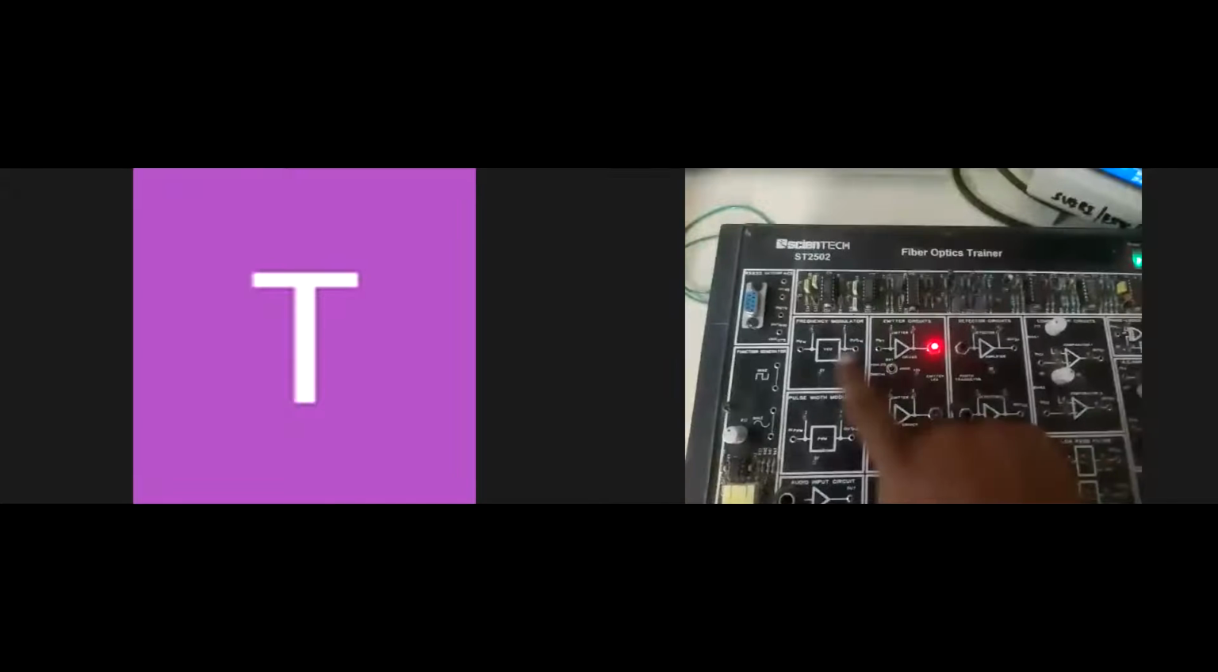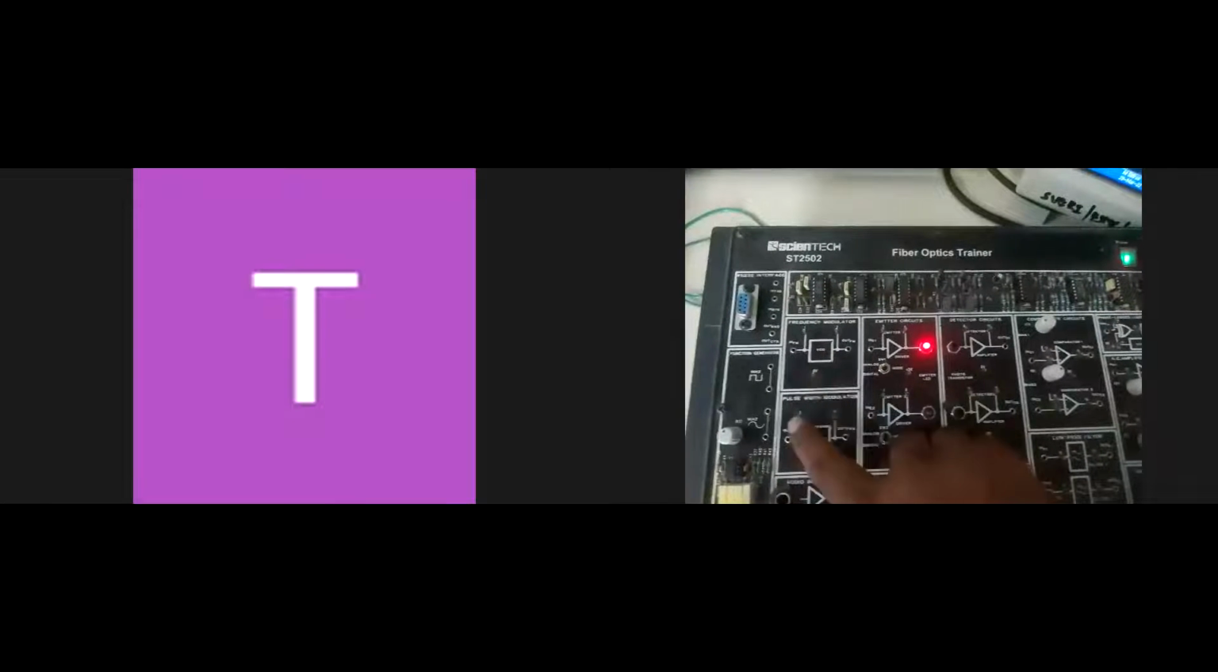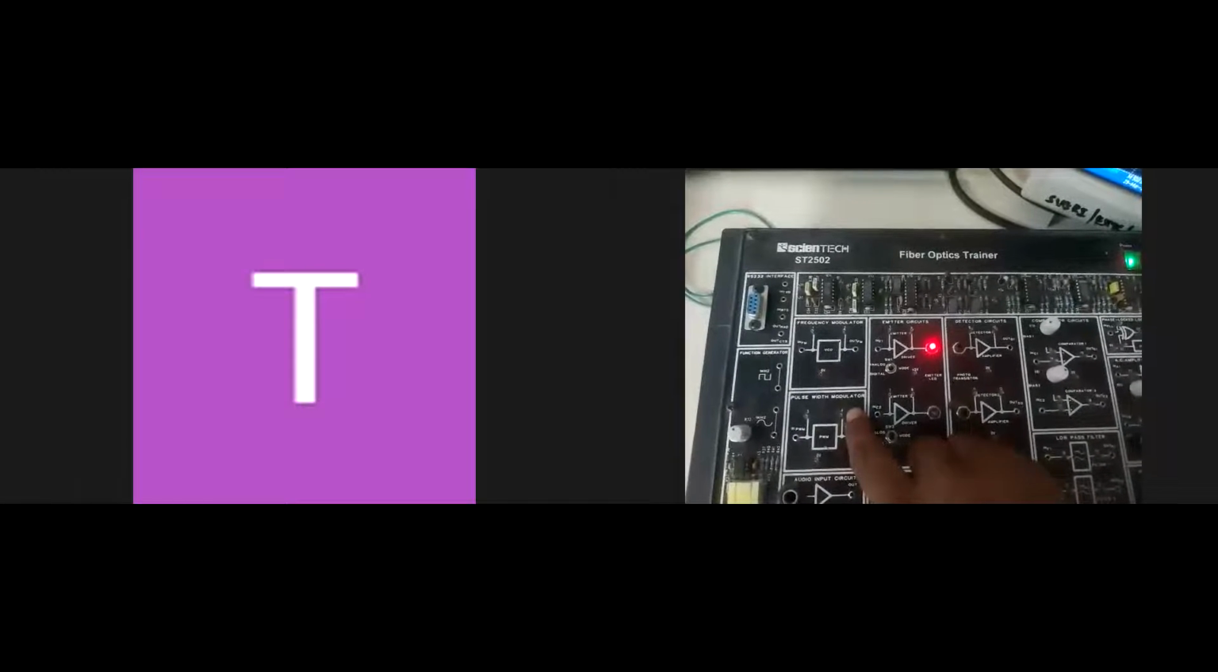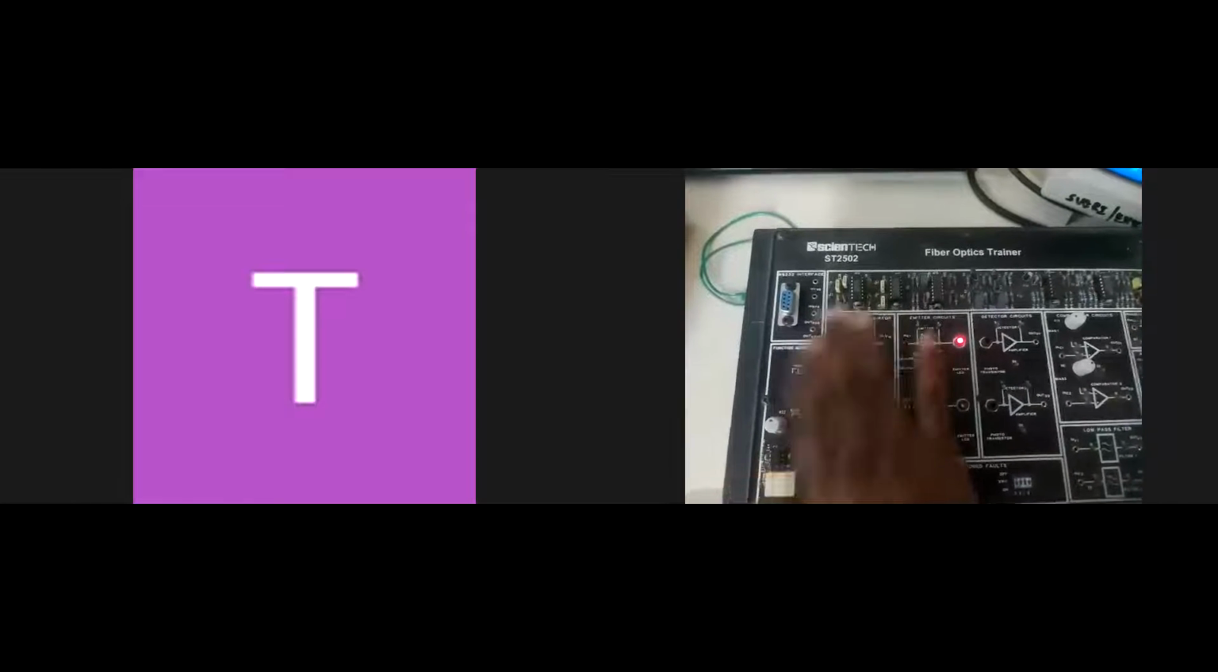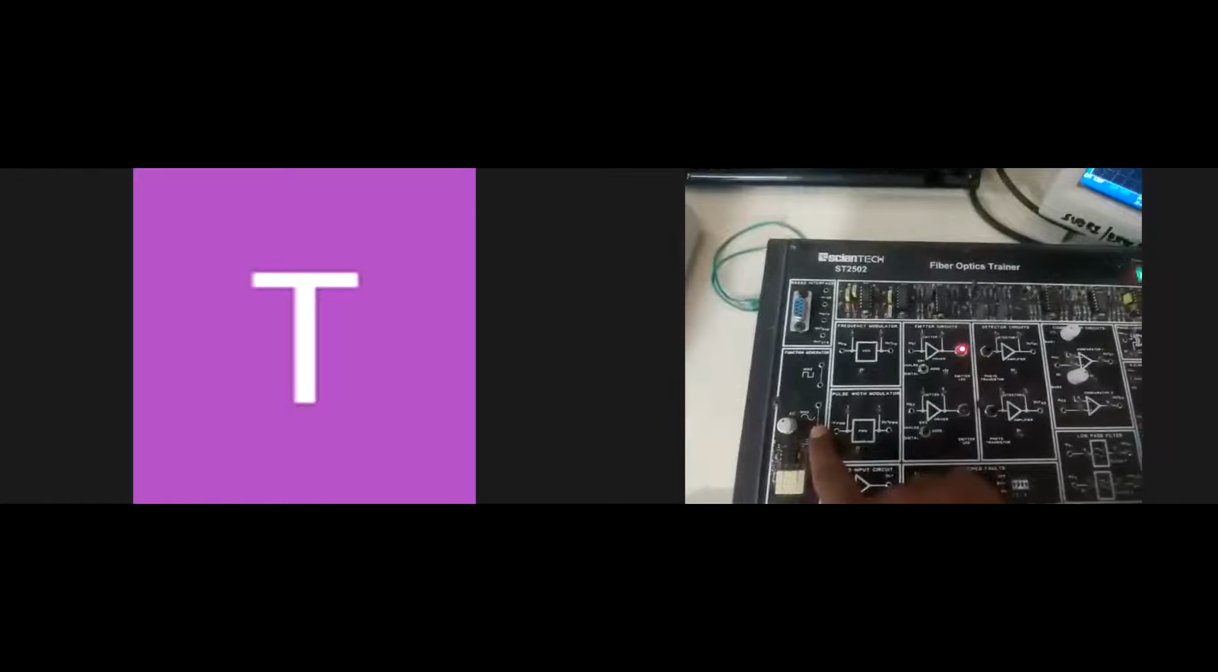Now the frequency modulator and PWM modulation are required for the second and third experiments. So I am not explaining all the blocks right now. Only the basic blocks I am explaining. This is the function generator which generates analog signal as well as the digital signal.